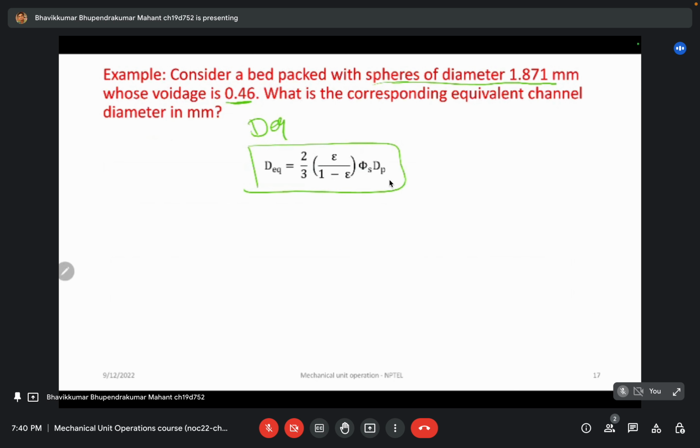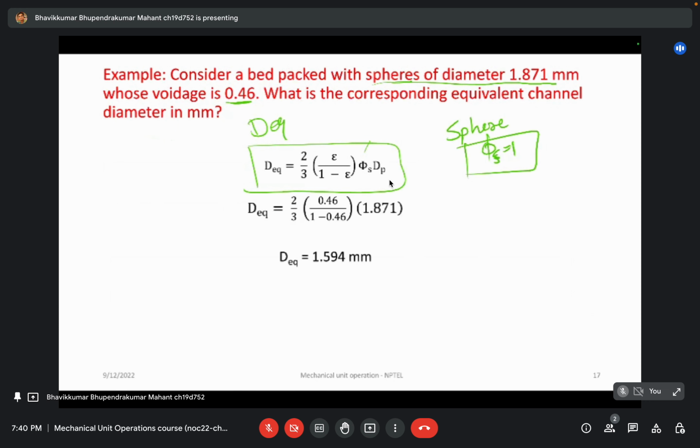And if we talk about the sphere, then sphericity is equal to 1. Because phi s is equal to 1, sphericity denotes how near your particle is to a sphere. But if you talk about the sphere itself, then it always needs to be 1. Okay, and the particle diameter, that's it. You just need to substitute your values, and at the end you will get the equivalent channel diameter, which is nothing but 1.594 millimeter.